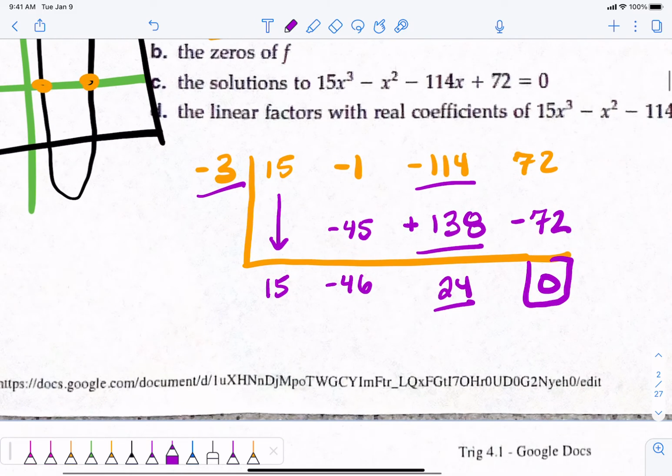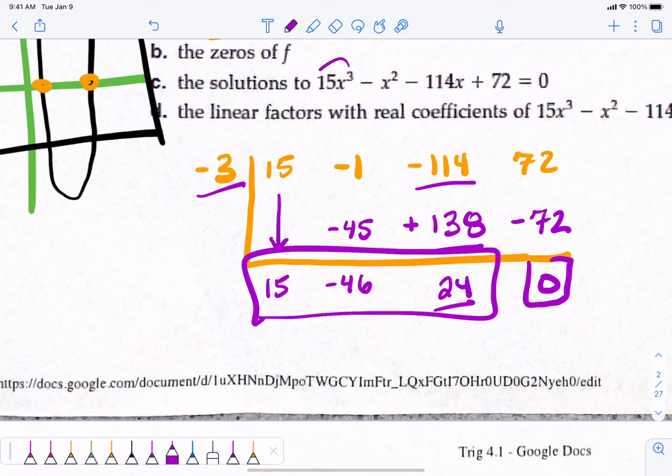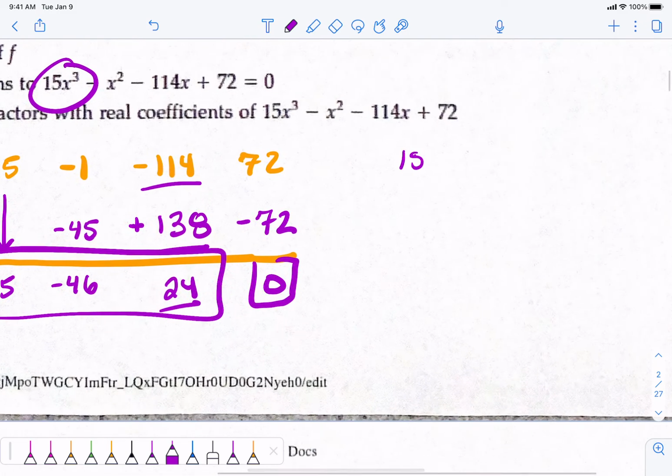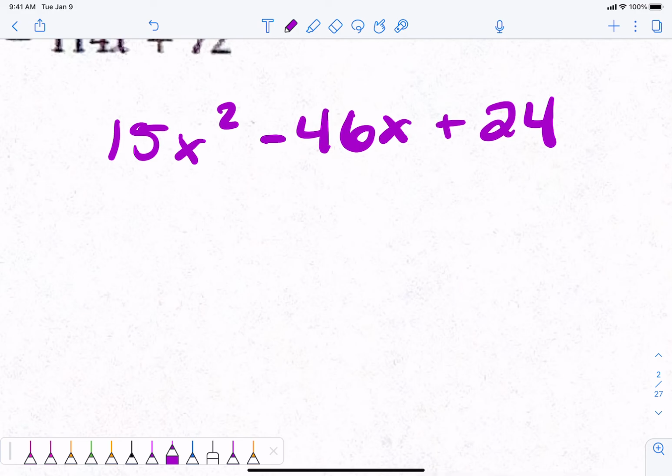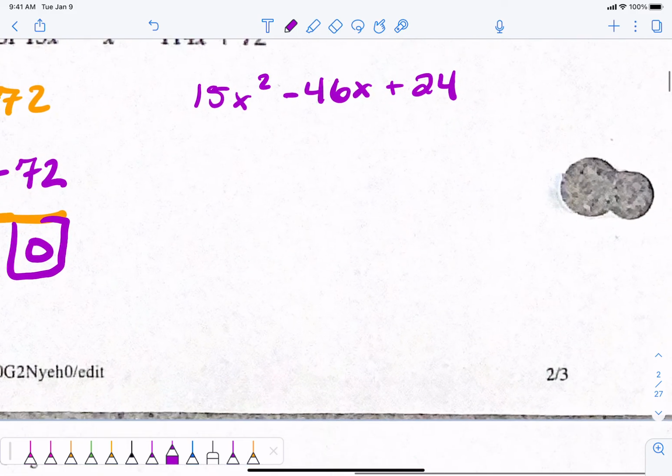Okay, let's put him back together. I had an x to the third power to start with, so this is 15x squared minus 46x plus 24. Now, what would you like to do from here to find the other two? We could do a quadratic. We could try a complex trinomial. Let's do the quadratic.